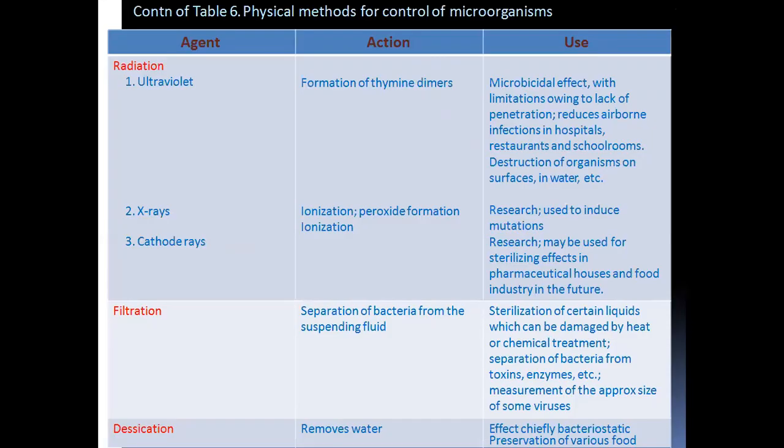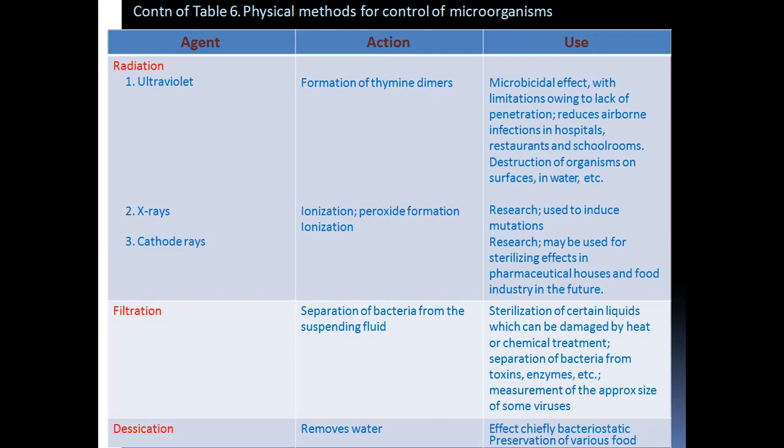Now, the physical methods of microbial control. In physical methods, there is radiation, filtration and desiccation. In radiation, 3 types of radiations are used: ultraviolet rays, X-rays and cathode rays. These 3 types of radiations are used.